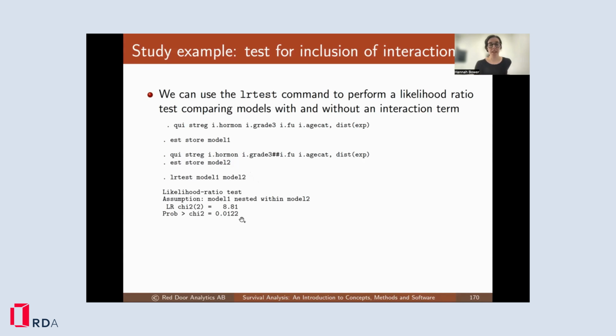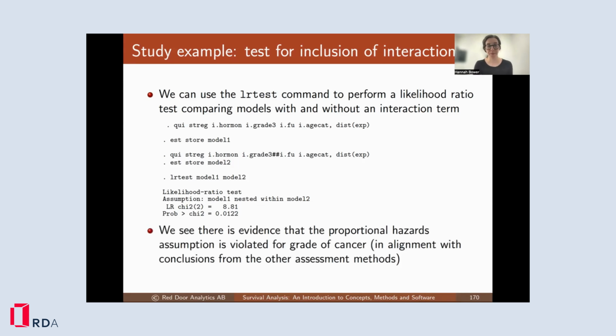0.0122. So this says that basically we should reject the null hypothesis that the models are the same, indicating that the model that's more complicated, the model with the interaction included, is a superior model. Because this is less than 0.05, we should include this interaction in the model, meaning that we should be allowing for non-proportional hazards of grade here. So we see that there is evidence that the proportional hazards assumption is violated for grade of cancer, and this is in alignment with conclusions from other assessments.